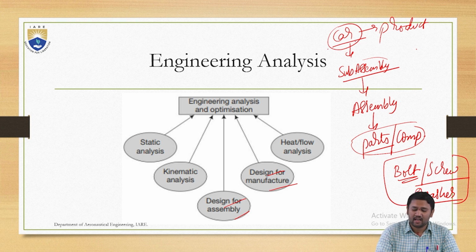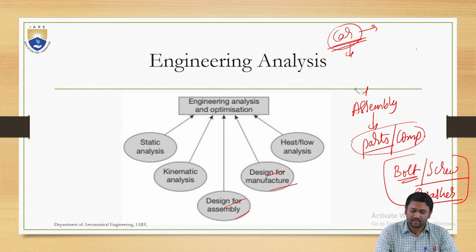Let's say for a simple car, the same example. Whenever you are designing it, you are supposed to design it for assembly as well as manufacture. The assembly point of view is with respect to whatever sub-components you are taking and getting them together. The manufacturing point of view is how easily the whole component can be manufactured further.